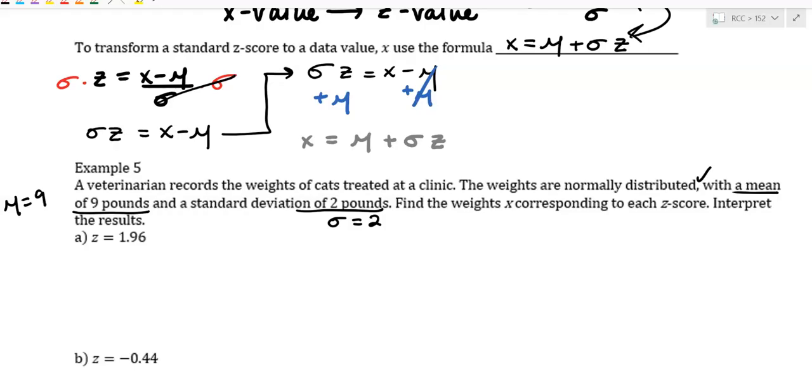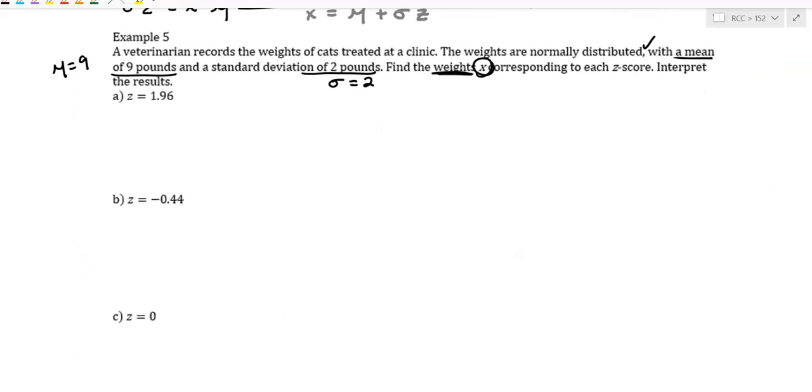We're asked to find the weights. We want to find the actual data. We want the x values that correspond to z scores, and we want to interpret the results. So first we're going to find all the x values, and then we'll interpret them all together. I'm going to use a different color for all 3 of these. Starting off, z being equal to 1.96. Just drawing a little bell curve here. 1.96 is going to be greater than 0, so here's the z-score of 1.96.